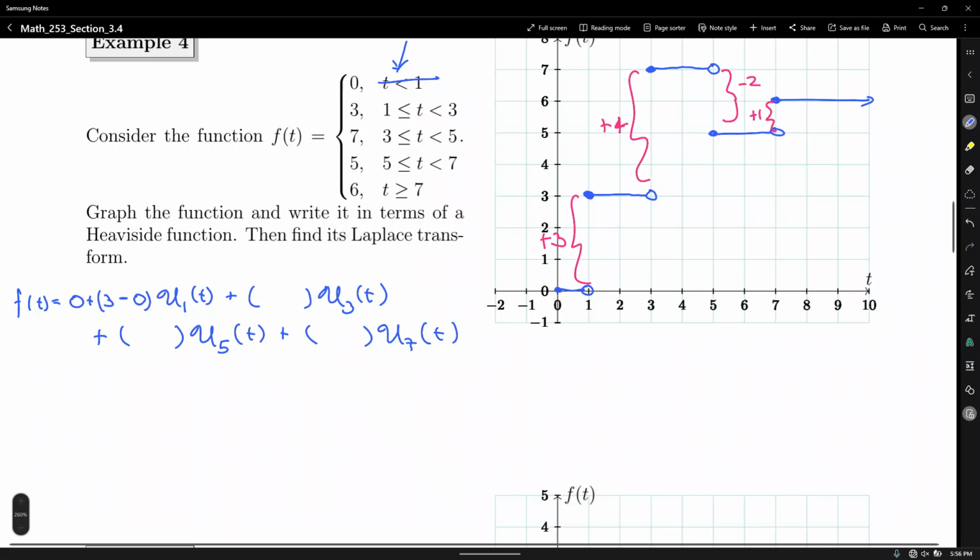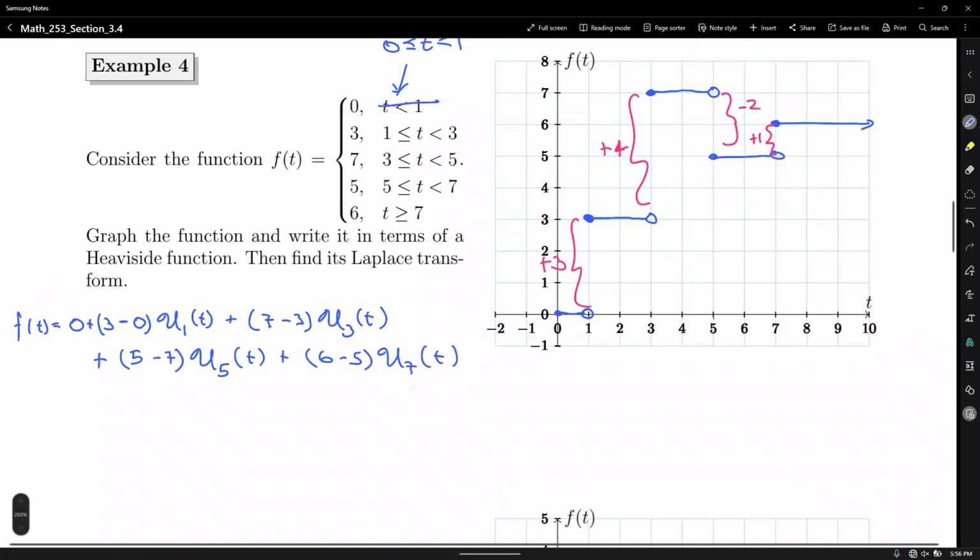There we go. And then what happens at 3? Our signal of 3 turns off, so subtract 3 from whatever's next, which is 7. All right? Are you guys following me so far? Okay. What's next? At 5. What happens at 5? Oh, the 7 turns off, so we're going to subtract 7 from what's next? 5 minus 7. And then what's next? At 7, we turn off our signal of 5, so subtract 5 from whatever's next, which is 6, okay?